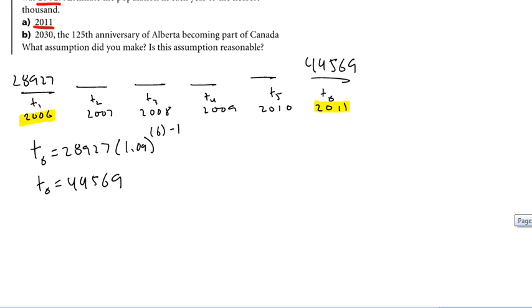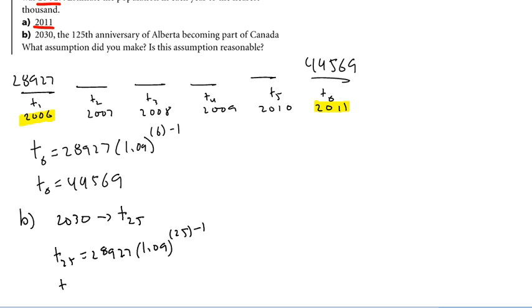Okay, so that was part A. Part B, we need the population for 2030. So notice if I go 2011 minus 2006, I get 5, but then if I add 1 onto it, I get T6 like I should. So if I go 2030 minus 2006, I get 24. Add 1 onto it, that tells me that 2030 is going to be T25. And that gives me 228,844 people.